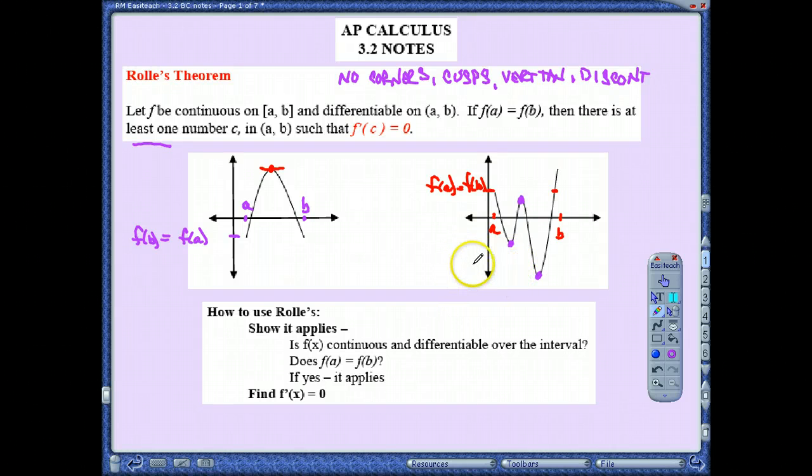So if they ask us, does Rolle's apply, or is there a place where the derivative is equal to 0, that's where we're going to use Rolle's. How to apply it? We first have to discuss if f of x is continuous on the closed interval and differentiable on the open interval. If that's true, then we show that f of a equals f of b. If that's true, it applies, and then we find those points by finding the first derivative, setting it equal to 0, and solving.